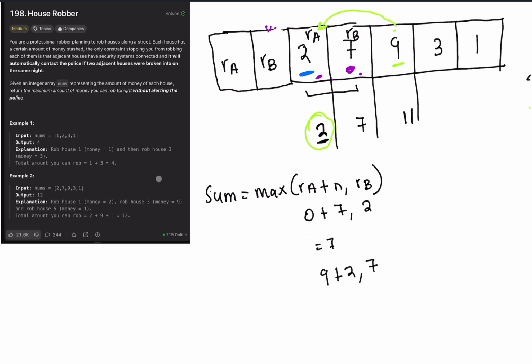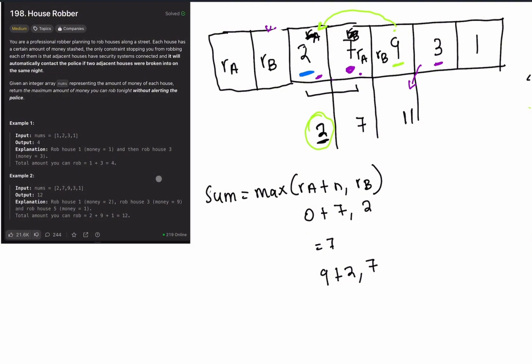Then we keep moving on. Now we are going to look at things from the perspective of 3. We can either rob just the one before, which in this case is 11. Before I do that, I want to briefly point out that we will have updated these so that this is now RA, this is now RB.